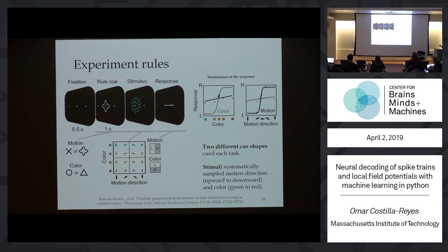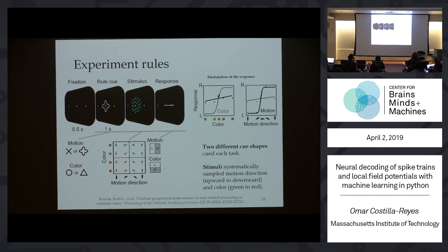So this is the way the experiment works, but we're going to focus entirely on decoding the motion or the color stimulus, based on the correct trials. So we are going to eliminate the error trials here.